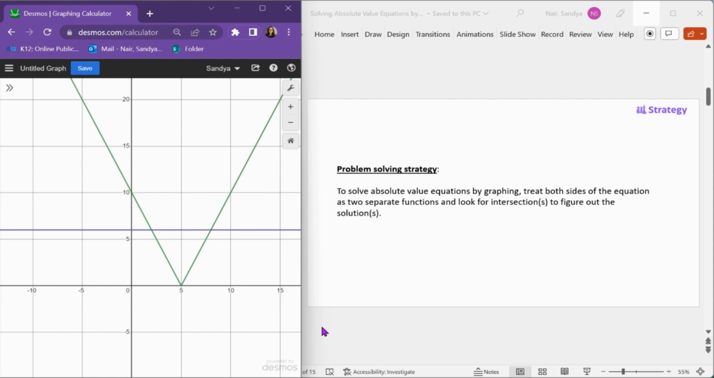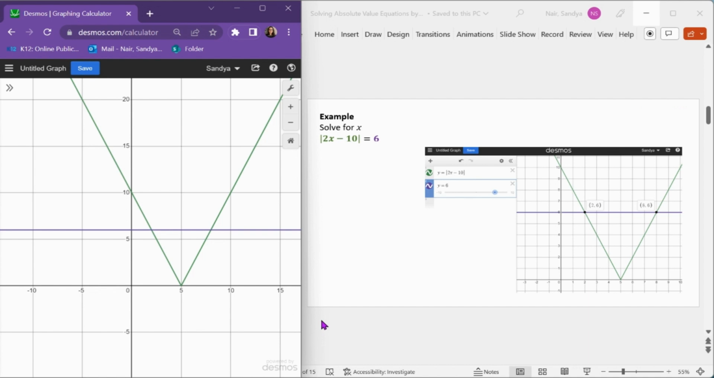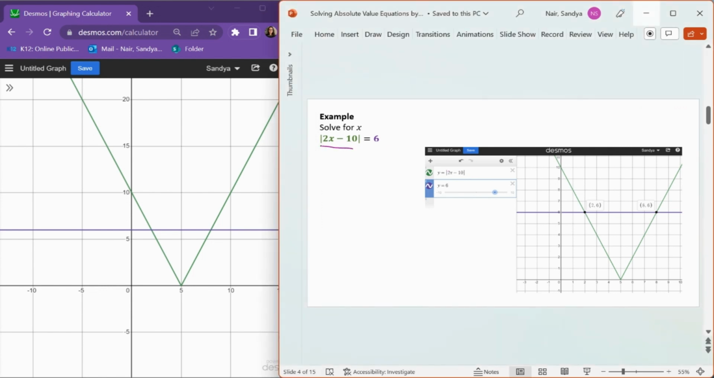We're going to treat both sides of the equation as two separate functions, and then we're going to look for intersection points to figure out the solutions to the equation. So here's what that looks like. Suppose we're solving the equation the absolute value of 2x minus 10 equals 6. We're going to take each side of this equation and treat it as a separate equation. So we're going to type y equals the absolute value of 2x minus 10 into our calculator, and then y equals 6.